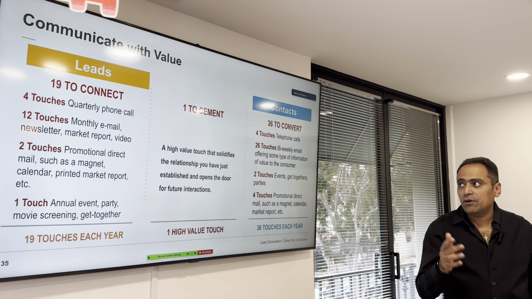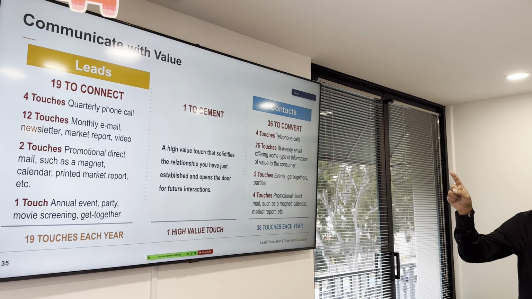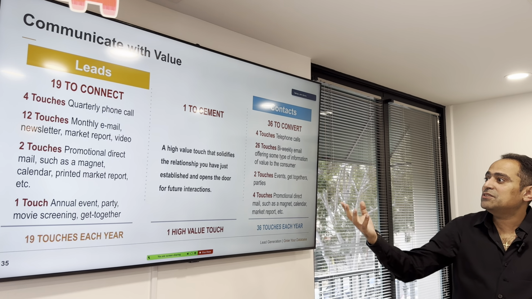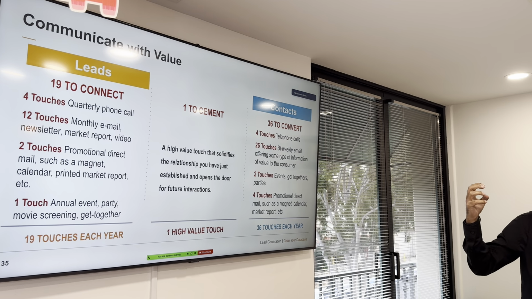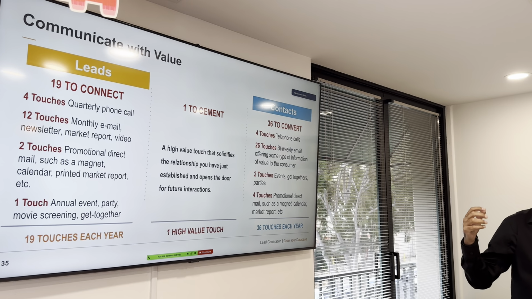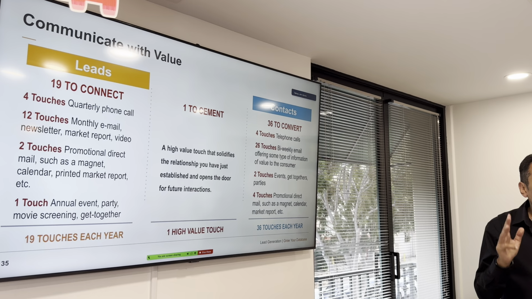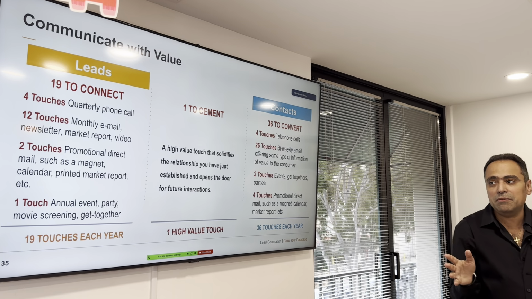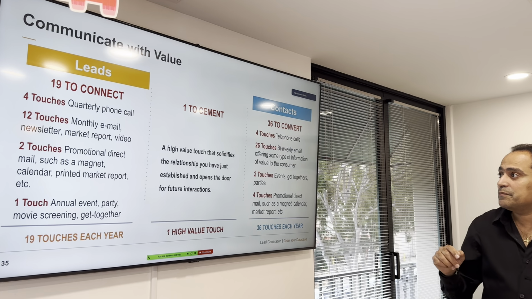in a particular neighborhood. So anyway, when you communicate with value, for leads, there are 19 touches you need to make to connect, okay? 19 touches to connect in order for them to become contacts. 4 touches means a quarterly phone call. That means at least every 3 months you give them a phone call. It's not enough to send them emails. 12 touches is a monthly email, which will be a newsletter, market report, or video.